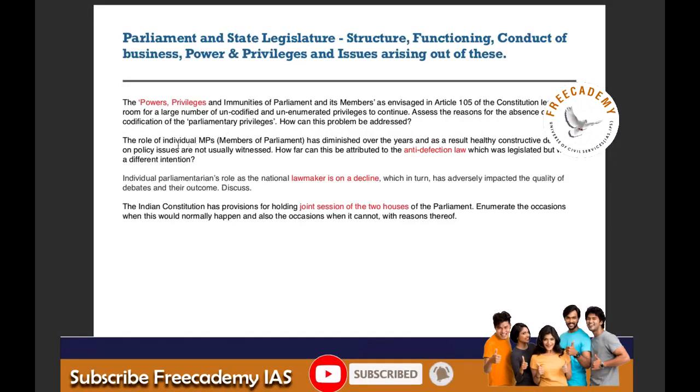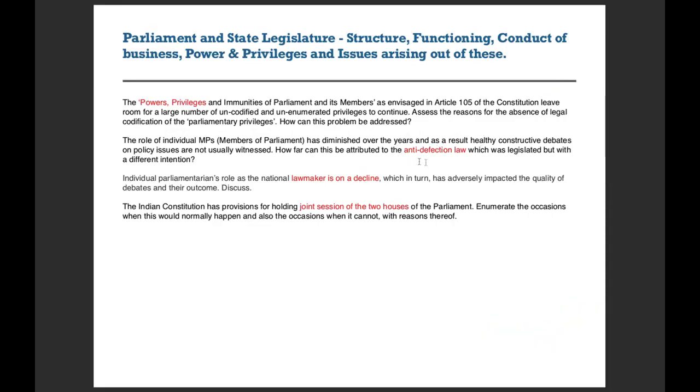Then again there is a question on the anti-defection law, which we will cover. Because of this law, members of parliament do not have much independence to vote on matters of their choice. They have to follow or fall in line with the party executive. So it curtails healthy, constructive debates on policy issues. So these are the topics which are important.